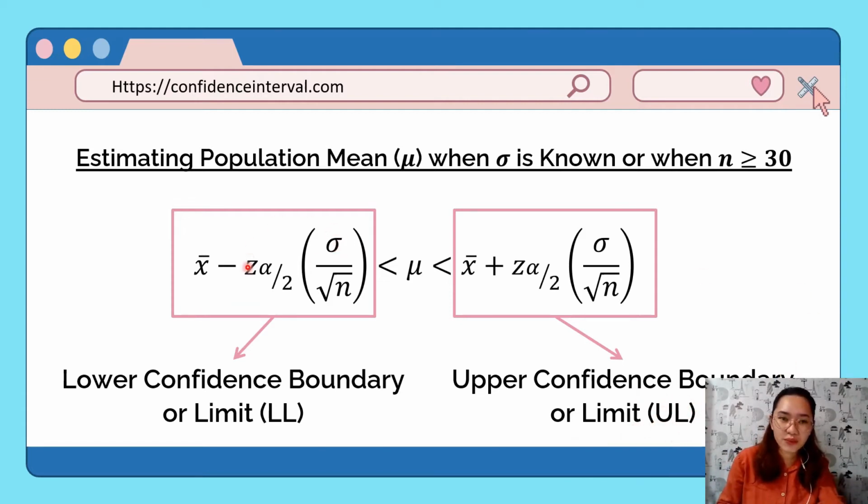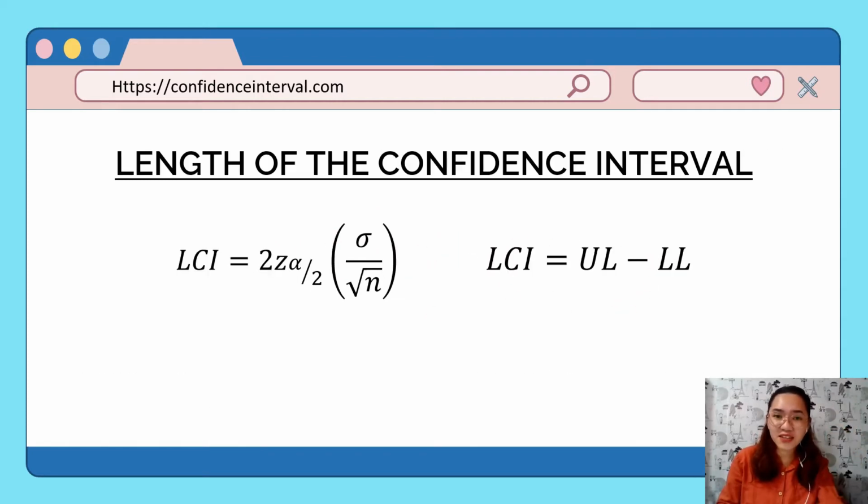So, itong pong mina-minus at ina-add po natin dito sa sample mean ay yung ating tinatawag na margin of error. Sabi nga natin, ito yung maximum likely difference ng ating sample mean sa ating population mean. So, yan po yung margin of error natin. So, yung length naman ng ating confidence interval is upper limit minus our lower limit or twice ng ating margin of error. So, yung margin of error natin, sinusulat din po siya as E.